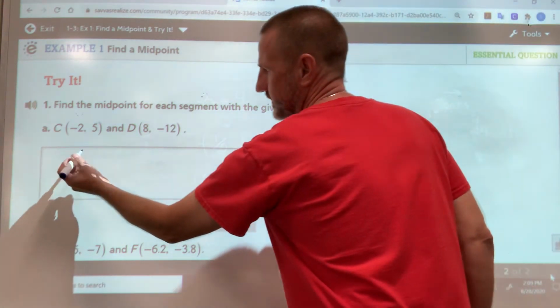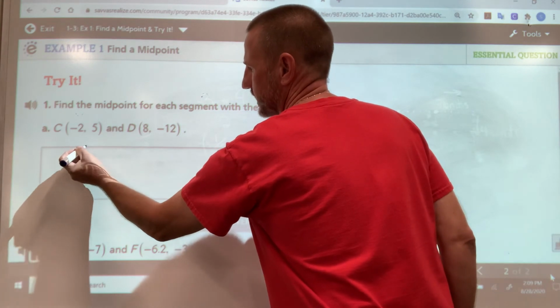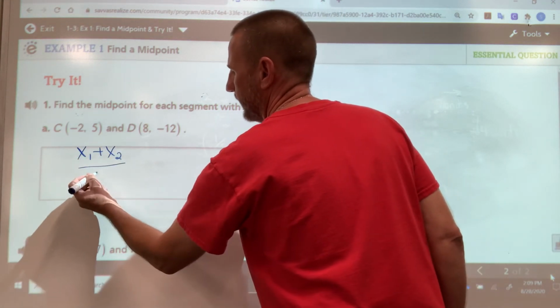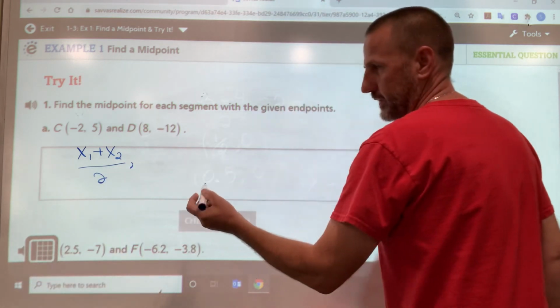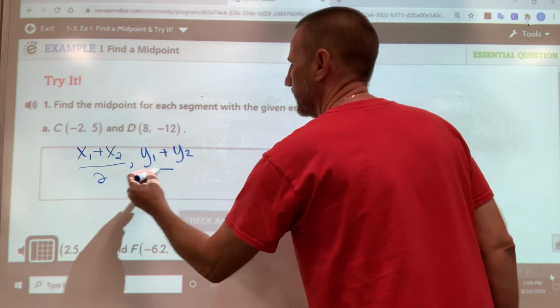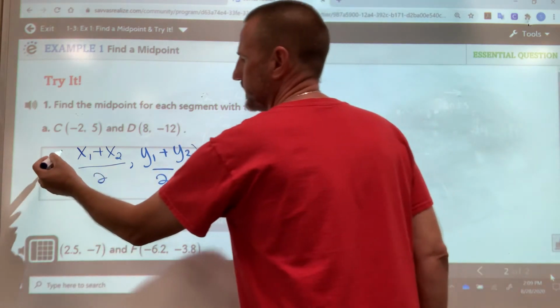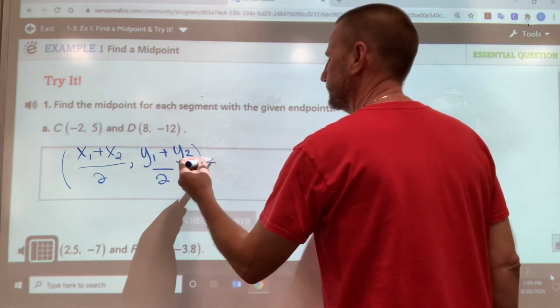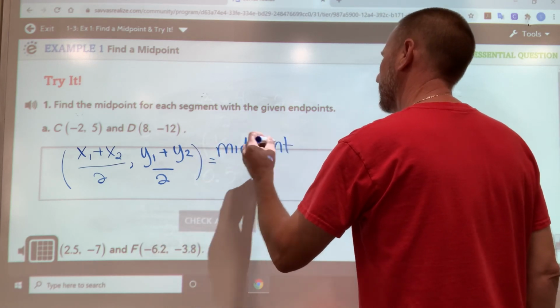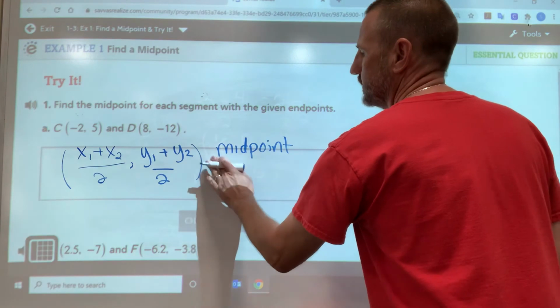We take the x's, the first x plus the second x, divide them in half. Then we take the first y plus the second y and divide them in half. And we call this the midpoint. All right, so let's do those numbers now.